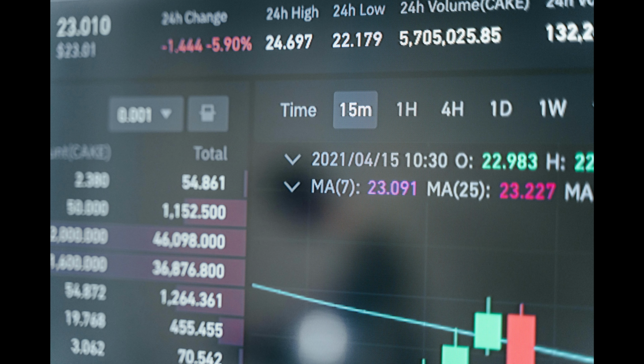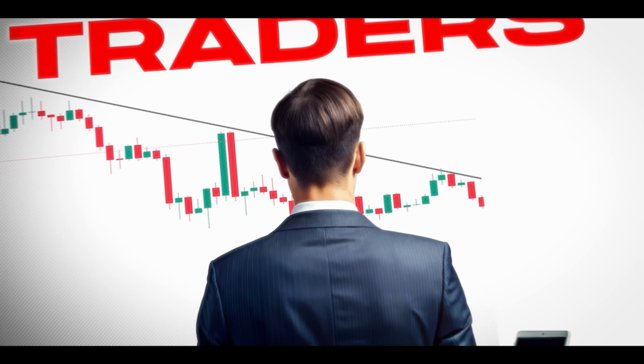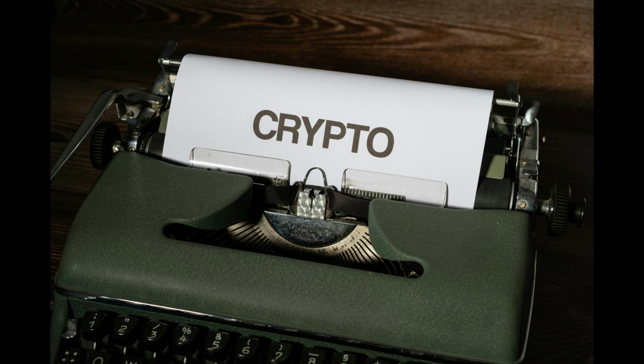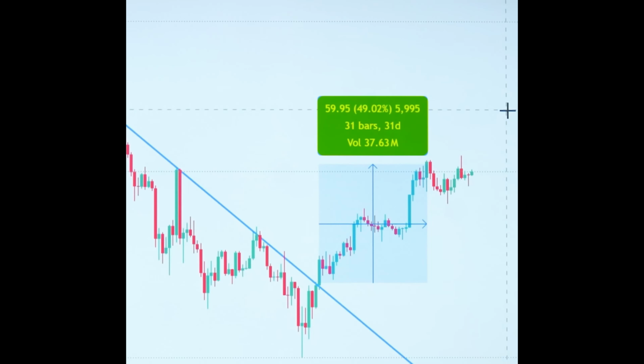Trend line. It's just a line, but for traders who use it correctly, it becomes a money printing machine. If you don't believe it, look here. Just one line has been drawn, and after that, when the market gave a breakout, almost 50% returns have been achieved in just 1 month.